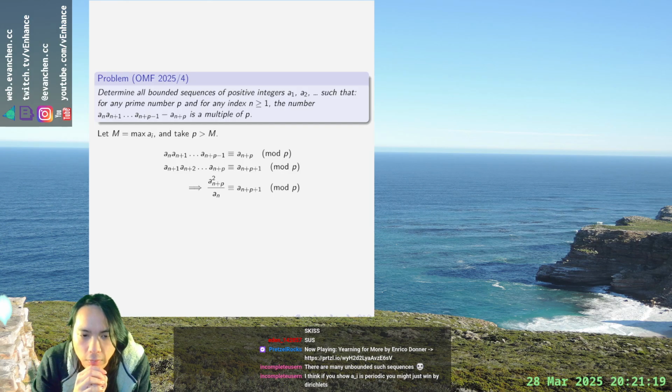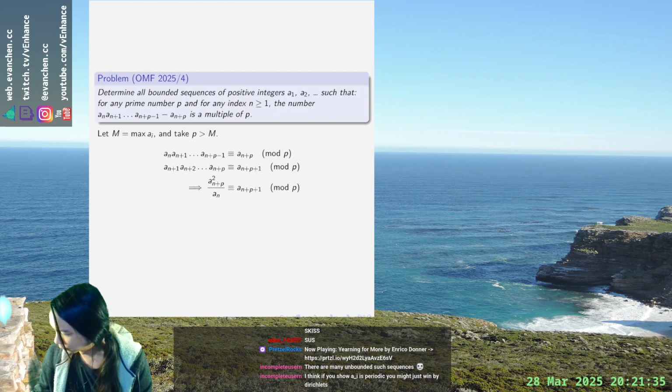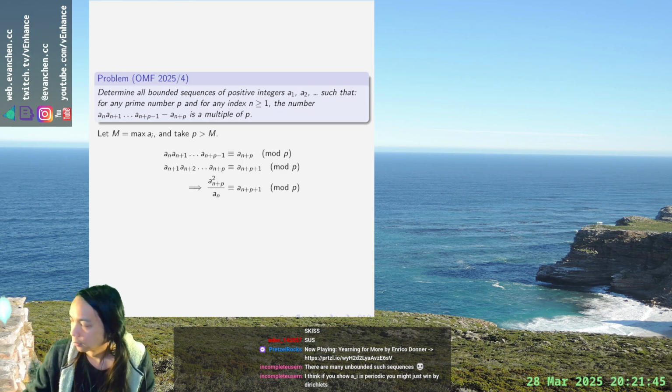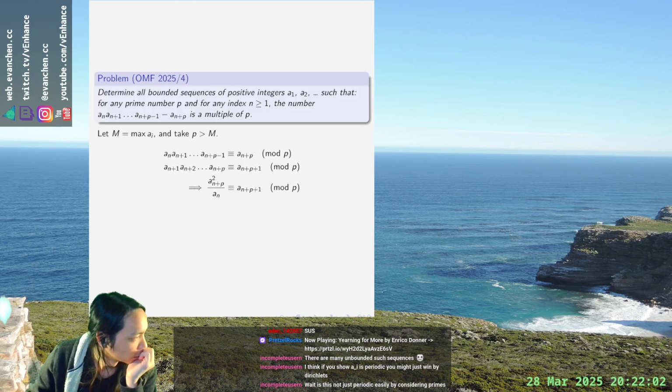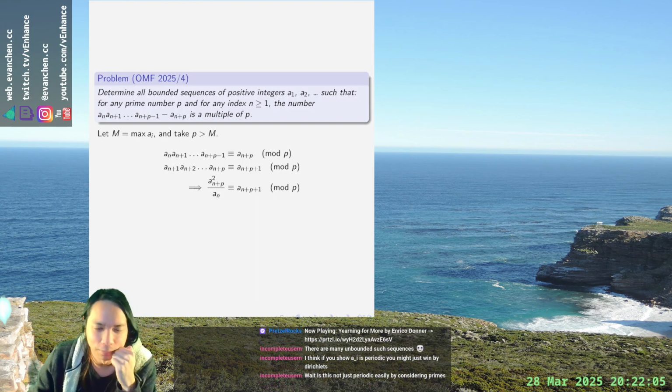So from this, I already have that it's periodic modulo p, or this gives me some sort of effective recursion on the a_n. It technically gives me a linear recursion if I take a generator mod p. I don't know if I want to do that. Periodic easily by considering primes.